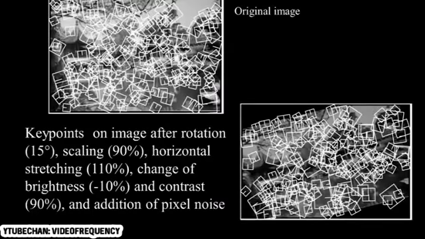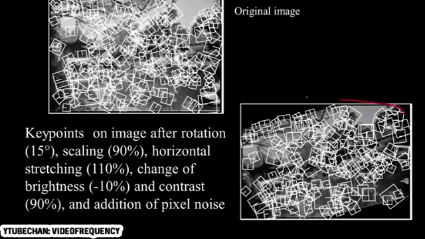In fact, there's a nice figure that comes from here. So here's an original image, and drawn on top of this picture, in fact, you can almost not see the picture underneath, are all these feature points, okay? And what they did is they took the picture and they rotated it 15 degrees. They scaled it down 90%. They stretched it 10%. Okay, an extra 10%. They changed the brightness down by 10%, changed the contrast, multiplied it, and they added some noise.